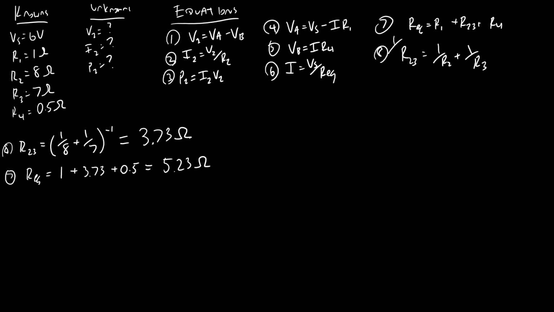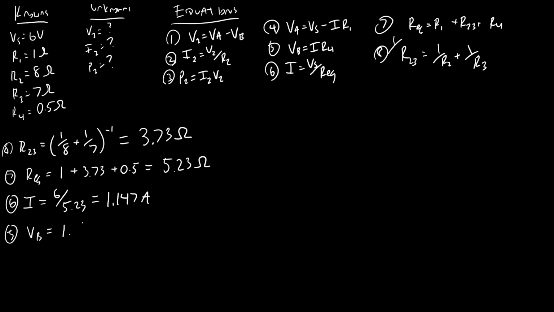Okay, so I have my REQ. I am now going to go on to equation 6. I equals Vs over REQ, so that's going to be my 6 volts over my 5.23 ohms. And when I plug that in, I will get 1.147 amps. Great. Let's move on to equation 5.